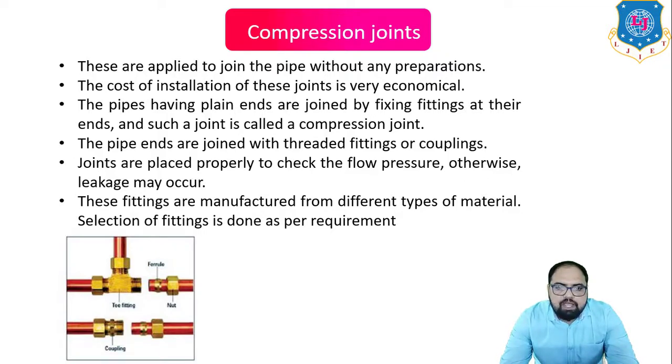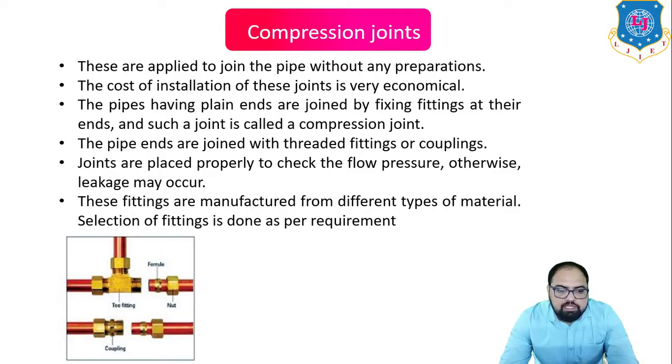The pipe ends are joined with threaded fittings or couplings. Joints are placed properly to check the flow pressure, otherwise leakage may occur. This type of joint we have seen in our air conditioners. These fittings are manufactured from different types of material. Selection of the fitting is done as per requirement.